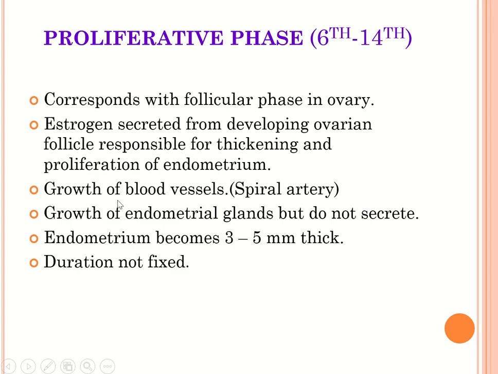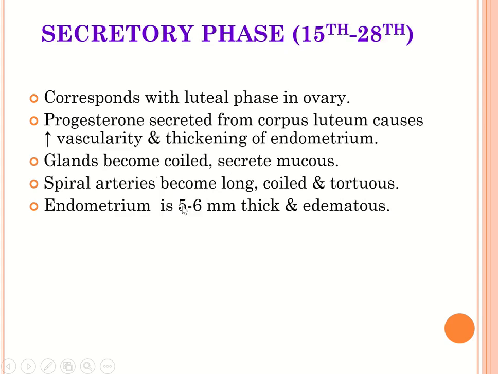And the blood vessels will grow back, endometrial glands will grow back. So the endometrium, which was very thin, now comes to about 3 to 5 mm thickness. And the duration of the proliferative phase can vary, okay? Even though I've written here 6th to 14th day, remember, if it's a 28-day cycle, then it is fine, that 6th to 14th day. For example, if it is a 30-day cycle in a female, the proliferative phase will keep varying. The duration is not fixed, okay?